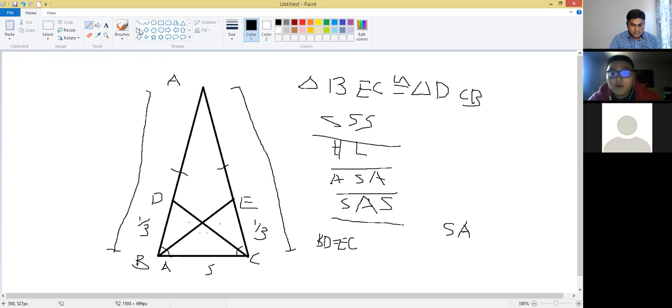If BD is equal to EC, then these two lines are equal. Then you have the second line equal, which gives you SAS. SAS. You get it?